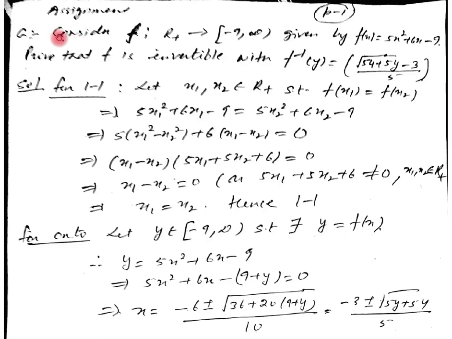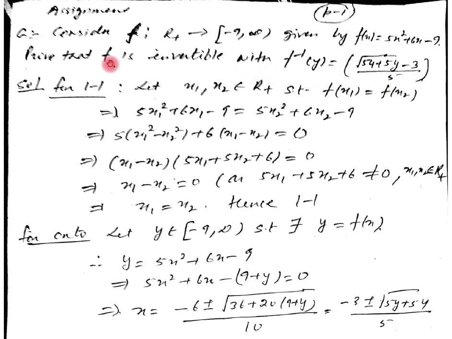Good afternoon, students. Let us consider some more questions on the inverse of a function and composite of two functions. Let us consider the question. It is a function f from R positive to minus 7 to infinity. Here R positive means the positive real numbers, to this semi-open interval minus 7 to infinity, given by f(x) equal to 5x square plus 6x minus 9. Show that f is invertible with inverse of f given to be this.